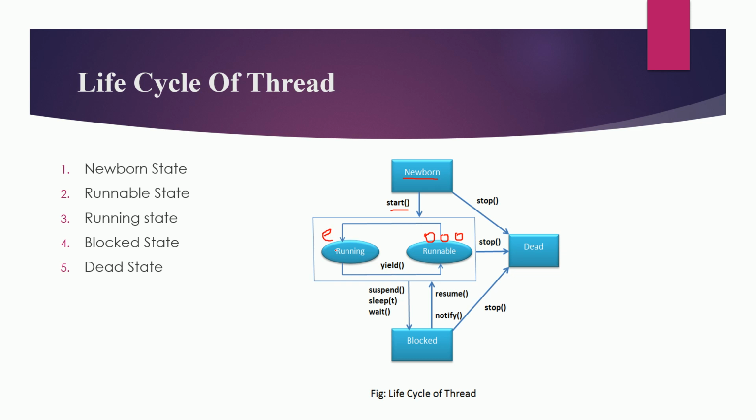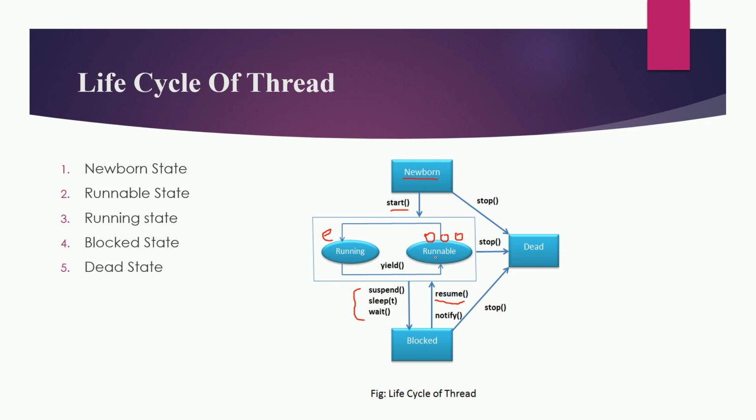From the running state, you can push the thread to blocked state with these 3 methods. First is suspend method. If you want to suspend a thread, you can use the suspend method. So the thread will be pushed to blocked state. Now from the suspend mode, you can revert it back using the resume method. So resume method will push the thread from blocked state to runnable state.